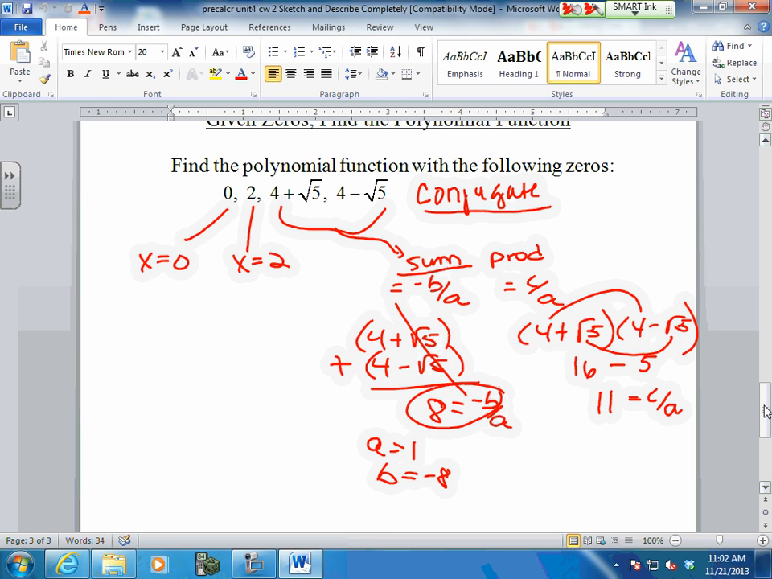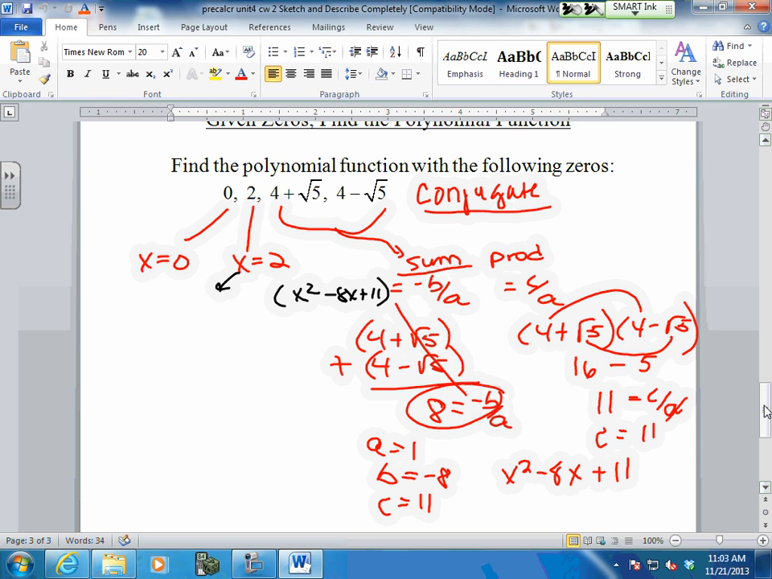Stay with me, we're almost there. So therefore, a is 1. What's c equal to? 11. So I've got a quadratic here, x squared minus 8x plus 11. I got that part right there. So this part over here, I'm going to write down as x squared minus 8x plus 11.